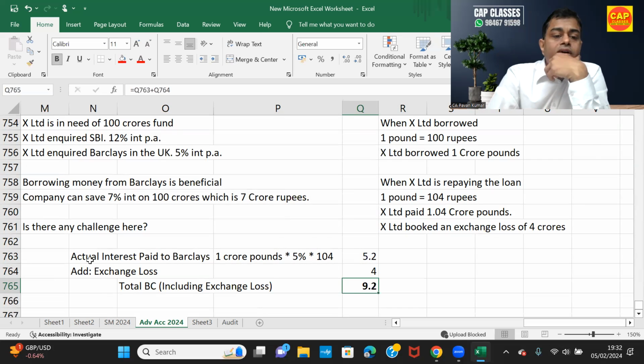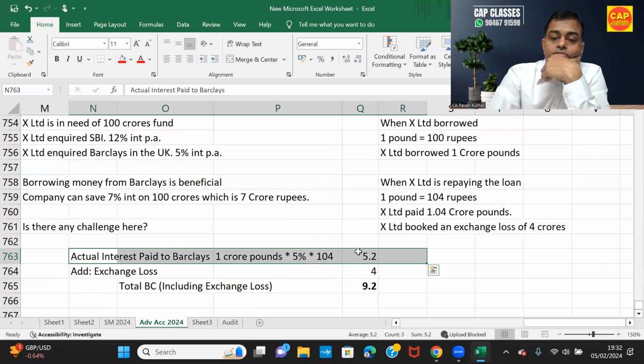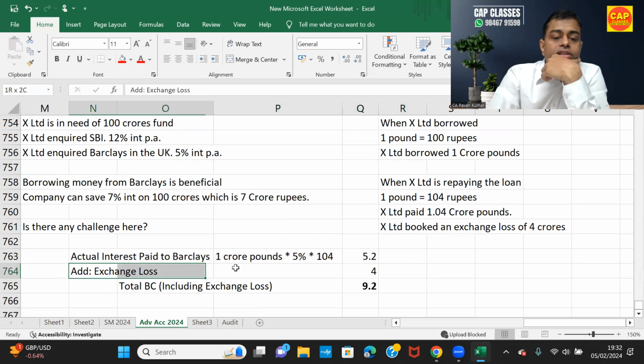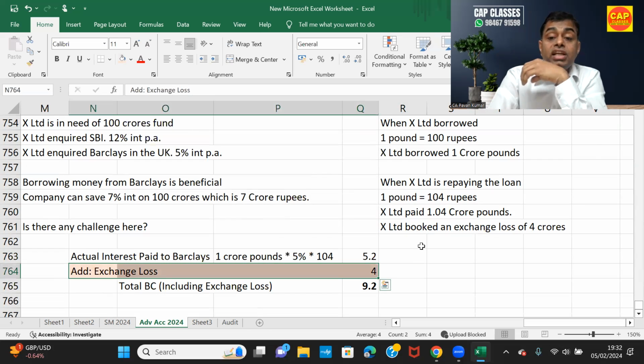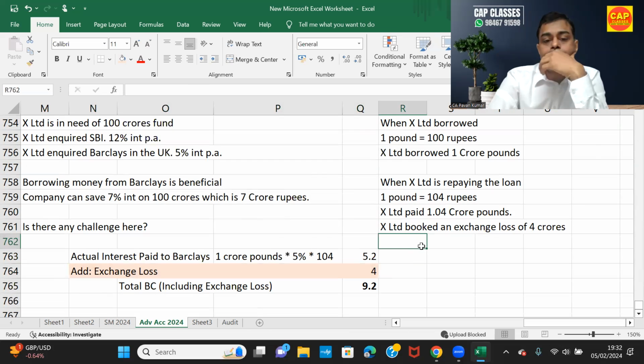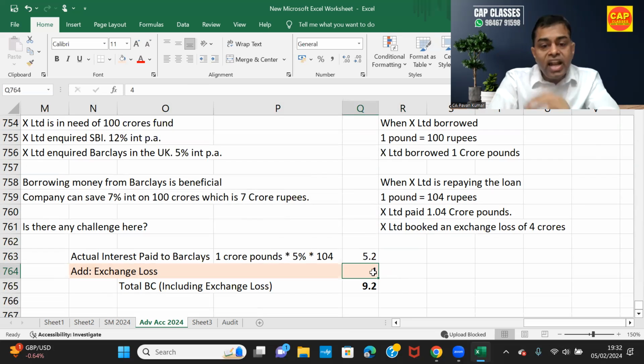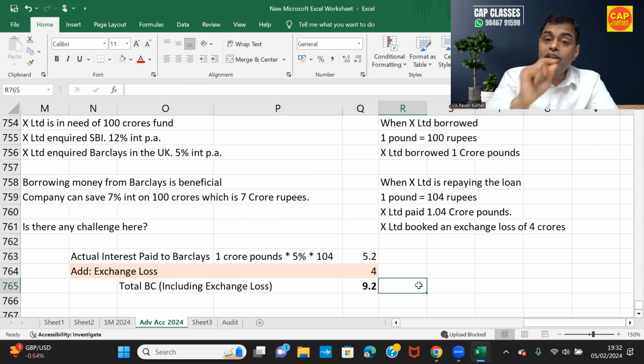Now, Pavan sir, this is clear. No problem in that. This exchange loss, to what extent can we take? What if the company loses too much money? Say, for example, if it is 4 crores, will ICAI accept it? The answer is yes. Why, you know?